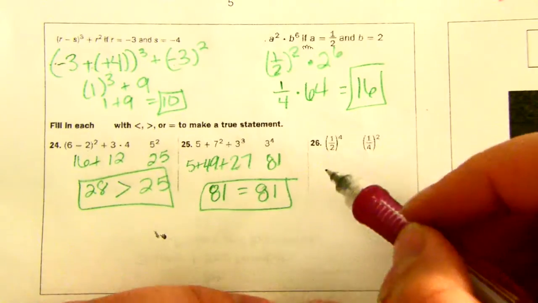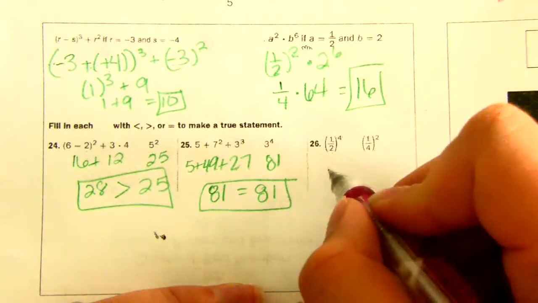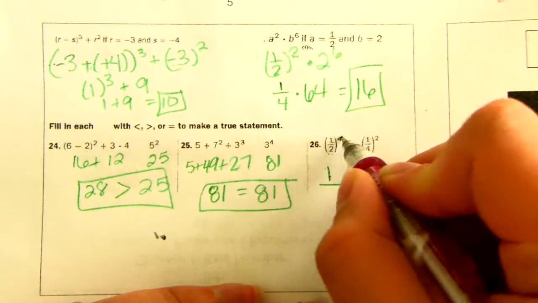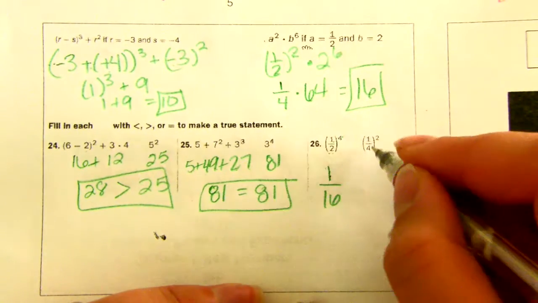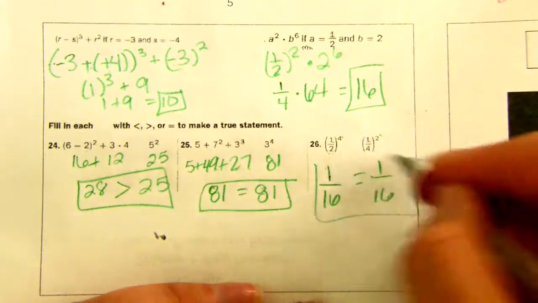Now this one's kind of interesting. 1/2 to the 4th, 1/4 to the half. 1 to the 4th is 1. 2 to the 4th is 16. 1 squared is 1. 4 squared is 16. Also equal. Kind of fun.